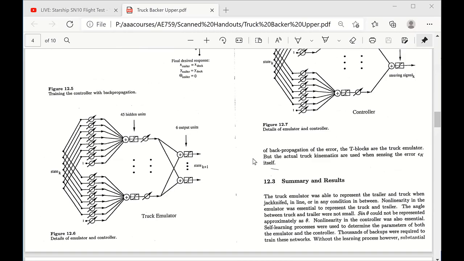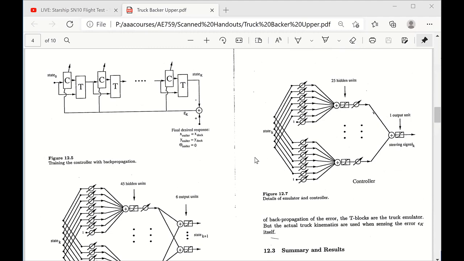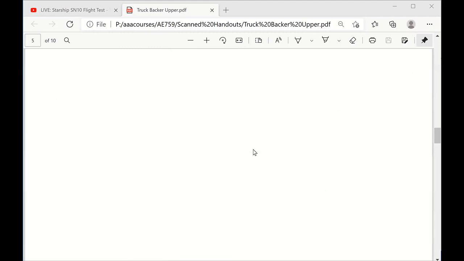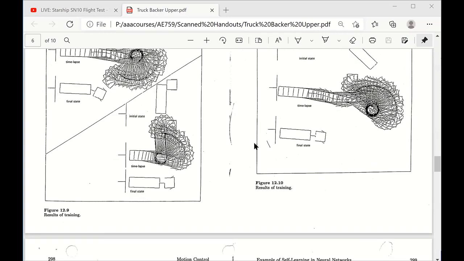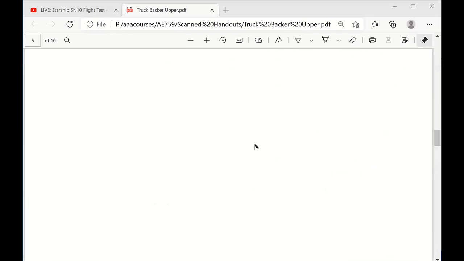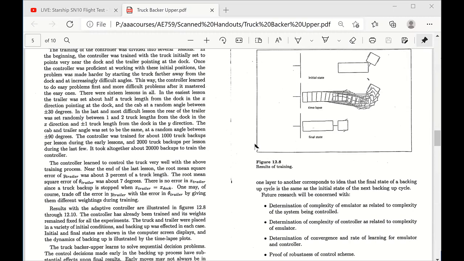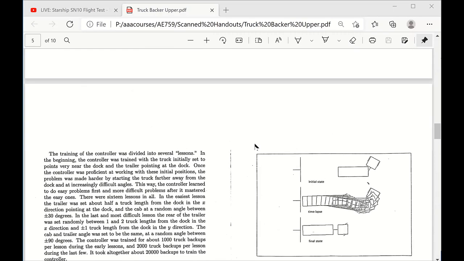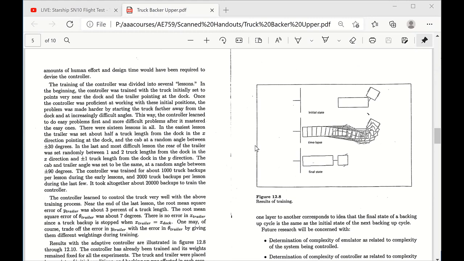He's got pictures of the neural nets in the paper. I did it justice to drawing those. So there's a picture where he's showing the initial state and then the time lapse of the backup and then the final state. So that's the results, kind of the results we're looking at. So that's where he started out really close.